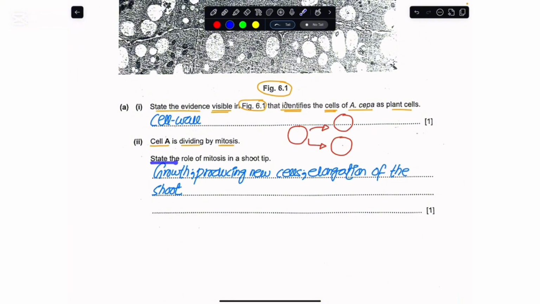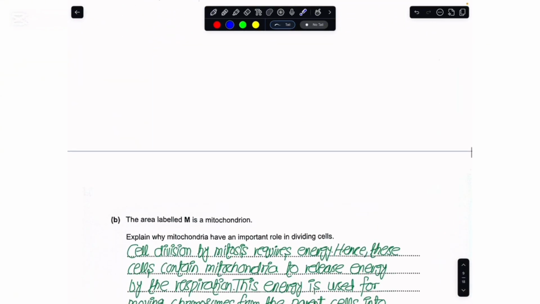They say, state the role of mitosis in the shoot tip. Now you see that the role of mitosis is simply that it leads toward the formation of new daughter cells. If the new daughter cells are formed, they bring about the growth in the shoot tip. Or else you could say that it would be producing new cells. But if you don't want to write it that way, you could also say that mitosis occurs and that brings about the elongation of the shoot for the plant cell.